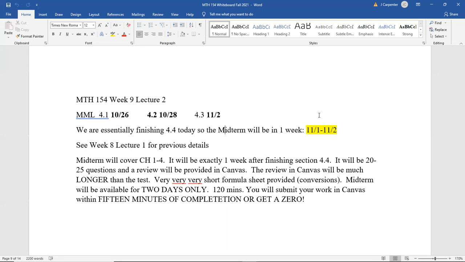I do have a very, very, very short formula sheet. It's just conversions. I think it's only like 2, 3, or 4. Actually, I know exactly what it is. I'm using the word think strategically there. It's only 2, 3, or 4 little conversion formulas.